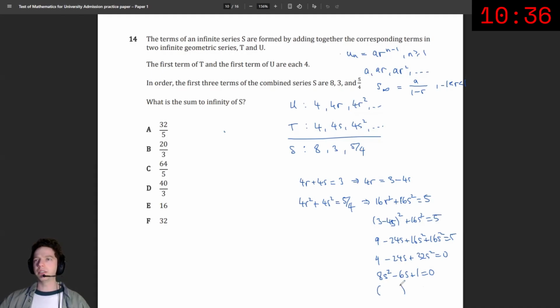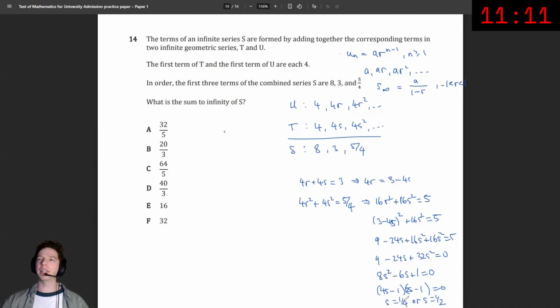And let's see, can we factorize that? Well, 4 and 2, yeah. So like 4s minus 1 and 2s minus 1, right? Because 4 times 2 is 8, and 4 plus 2 is 6, essentially. So we get s is a quarter, or s is a half. That's interesting. Two different options.